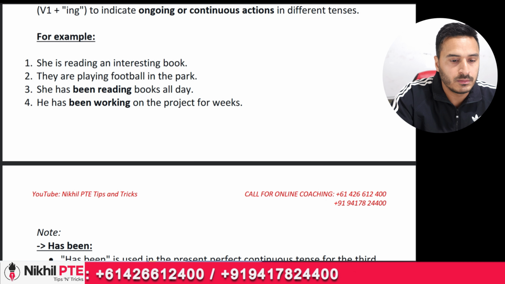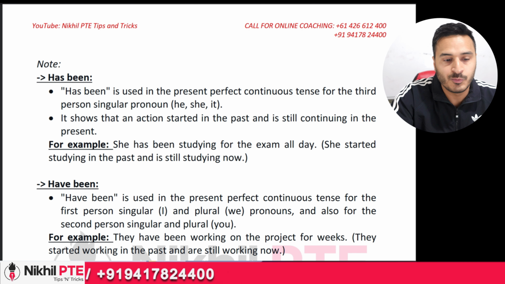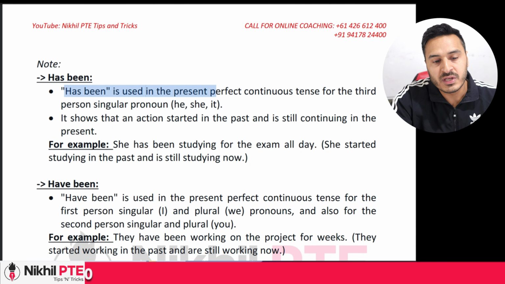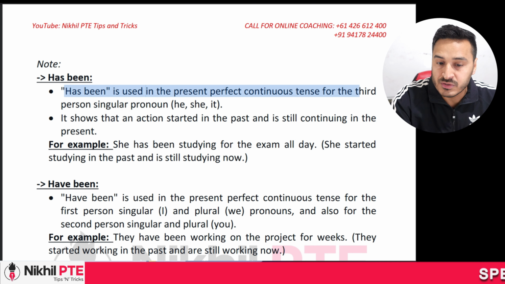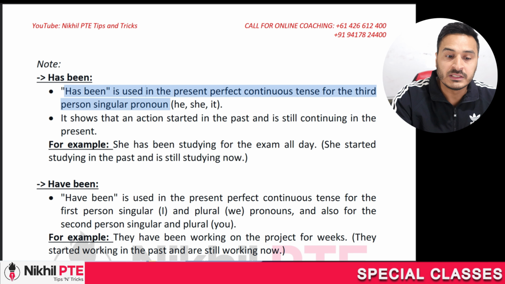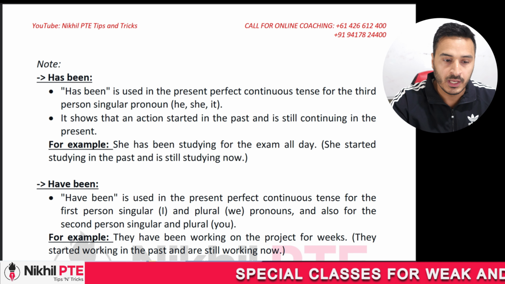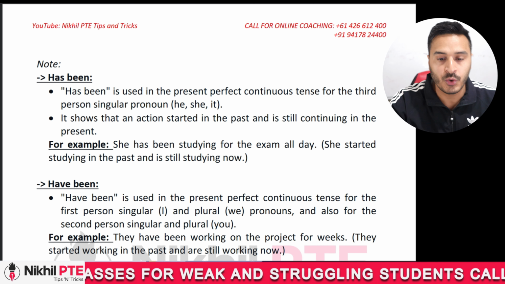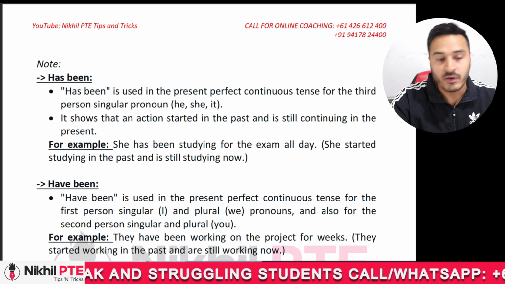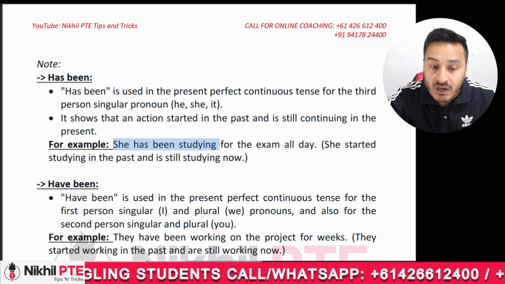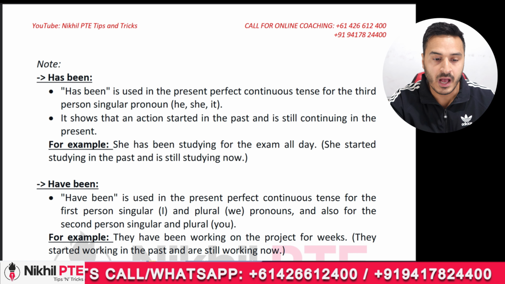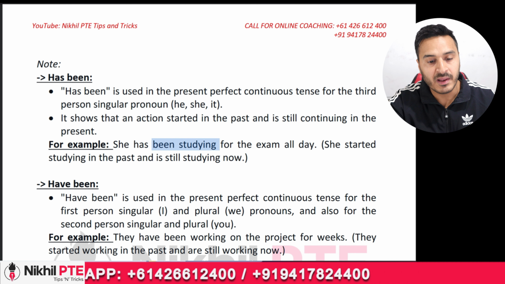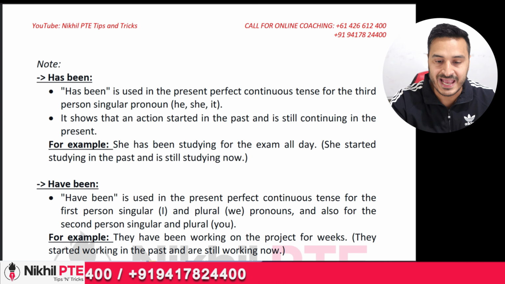So let's talk about this one. Has been. Has been is used in the present perfect continuous tense for the third person singular pronoun he, she, it. It shows that an action started in the past and is still continuing in the present. For example, she has been studying. So here I am using been plus first form of verb plus ing.